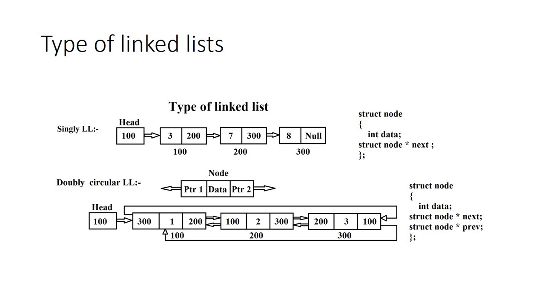There are two types of linked list: the singly linked list, where each node points to the next like this. The code is here. In the same way, you can have the last node pointing to the first, so that you can have a doubly circular linked list. At the end it will come back to the beginning. There will be a next address and also a previous address.